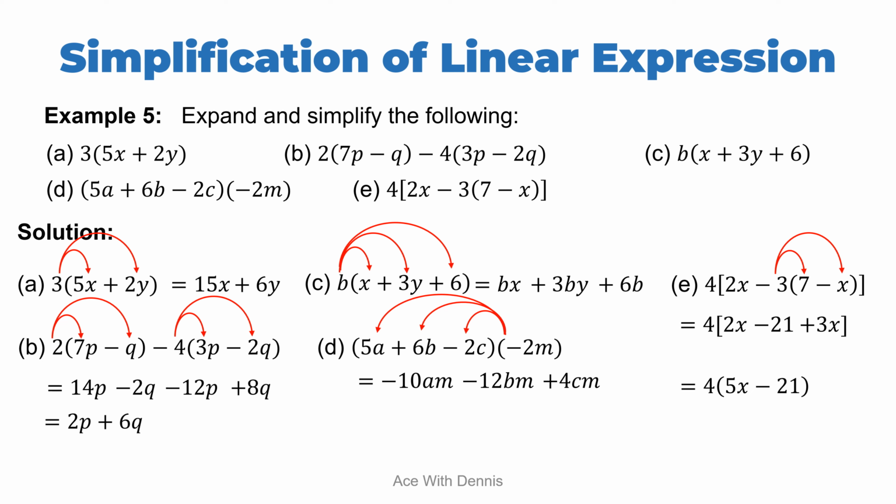So next, simplify. Inside the bracket, we have 4 times 5x minus 21. Then 4 times 5x, we get 20x. 4 times negative 21, we get negative 84. So the answer is 20x minus 84.